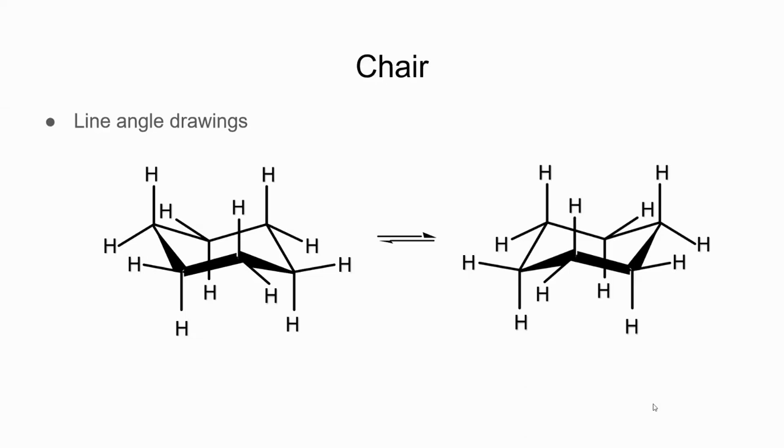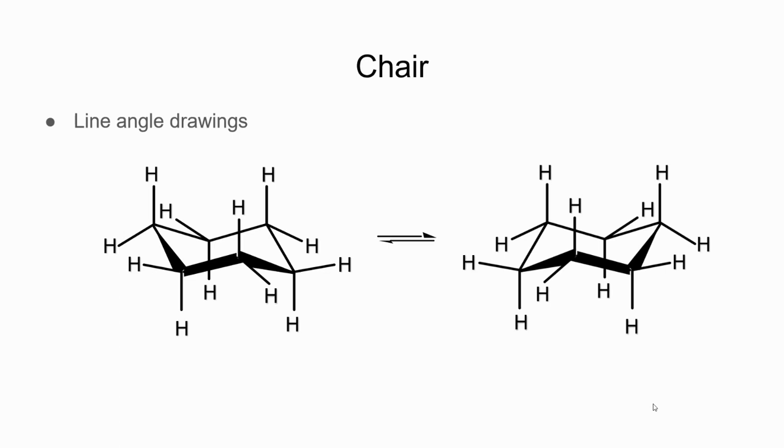This screencast is on drawing line angle drawings of the chair conformation of cyclohexane. It's important in organic chemistry class to become confident at drawing the chair conformations of cyclohexane, but it can be a lot of work. So today we're going to go over just how to do that.